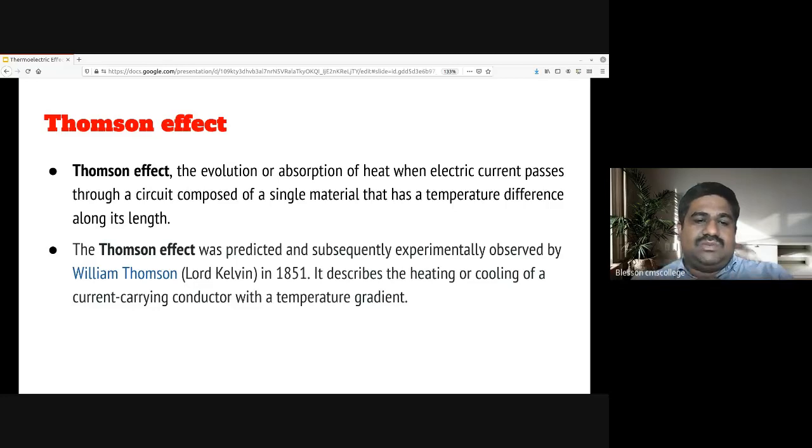Electric current is passed through the material. So we have a material or a conductor. It has a temperature difference along its length and we pass an electric current through it. Then what will happen? Either heat will be given out or heat will be absorbed. I will say it once again. We have a current carrying conductor and we have temperature gradients. We have different temperatures at different regions. One region is cold, the other region is hot. And we pass the current through it. What will happen? The heat will be liberated, evolved, or absorbed. So this effect was described by William Thomson.